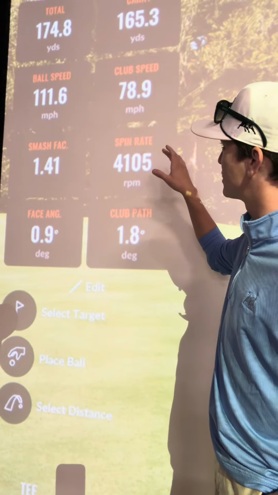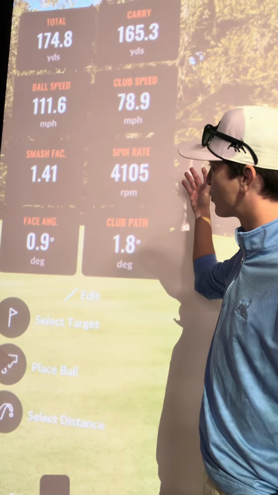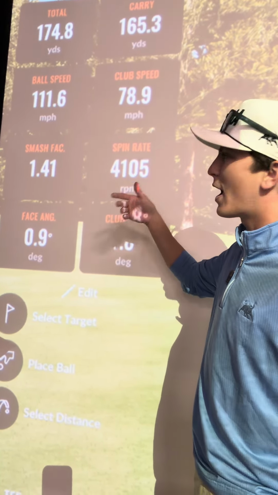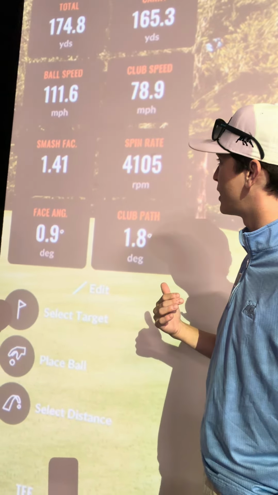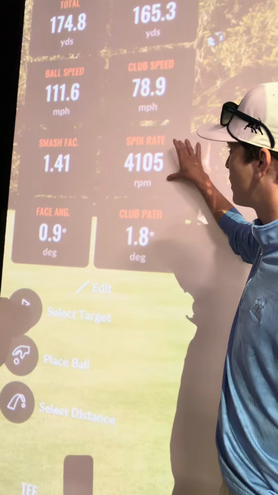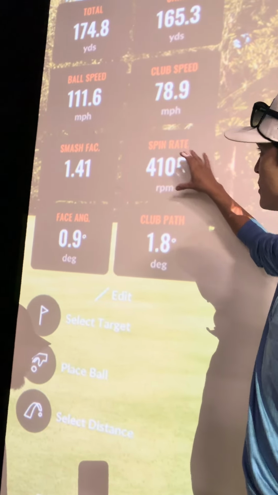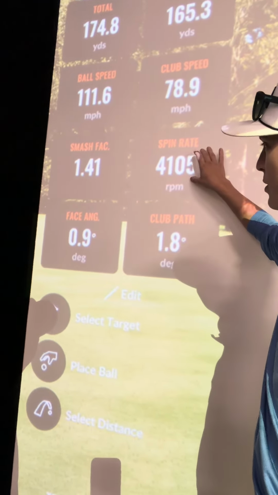But then what we have next is going to be our spin rate. Spin rate's really important because the higher this is, the higher your ball's going to go, the shorter it's going to go, the more it's going to spin back on the green. And so depending on what club you're hitting, this range is going to change. And so this is pretty standard for a 7-iron here, which I like.